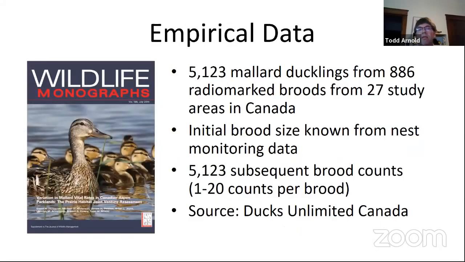And for an empirical test of these data, I'm using a really sweet data set based on over 5,000 mallard ducklings from 800 some broods. And I know the initial brood size from leaving the nest from nest monitoring data, and broods were counted anywhere from 1 to 20 times after leaving the nest. The females were radio marked, but the ducklings weren't.